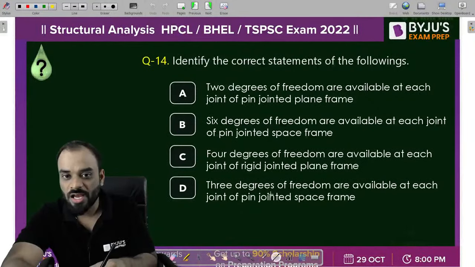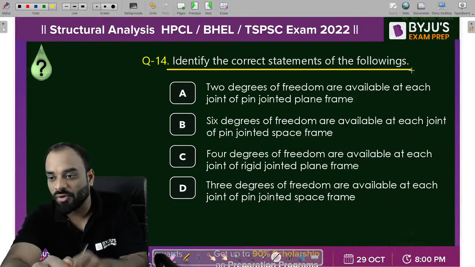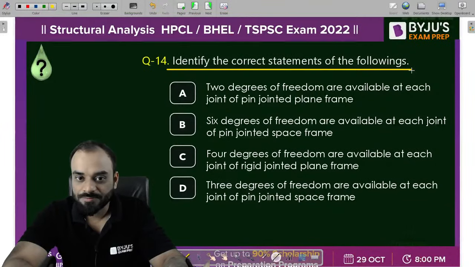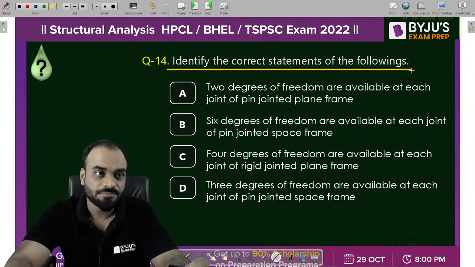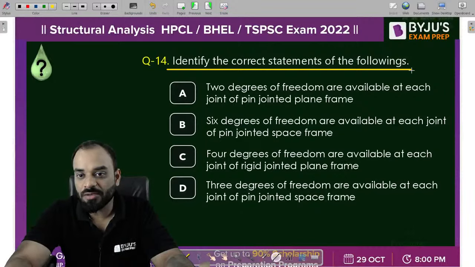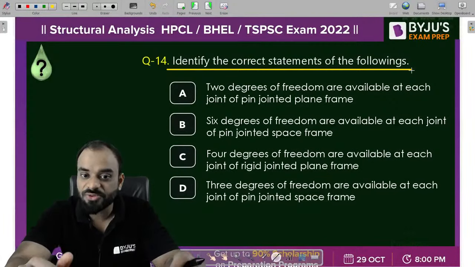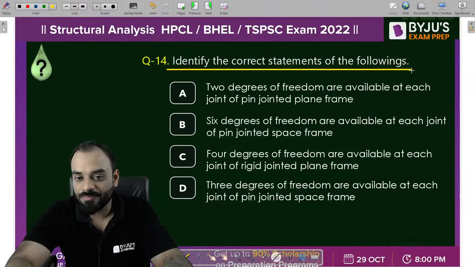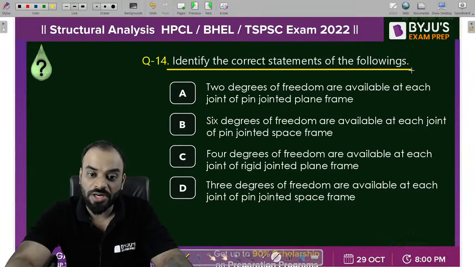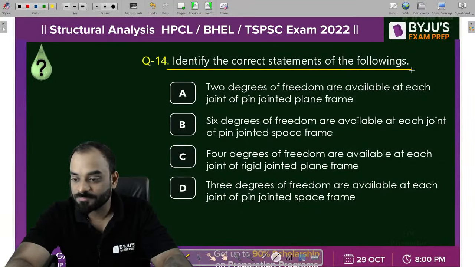Next question. Identify the correct statement of the following. Kindly find the correct statement over here. 2 degrees of freedom are available at each joint of a pin jointed plane frame. 6 degrees of freedom are available at each joint of a pin jointed space frame. 4 degrees of freedom are available at each joint of a rigid jointed plane frame, and 3 degrees of freedom are available at each joint of a pin jointed space frame. Tell me which one is the correct one.